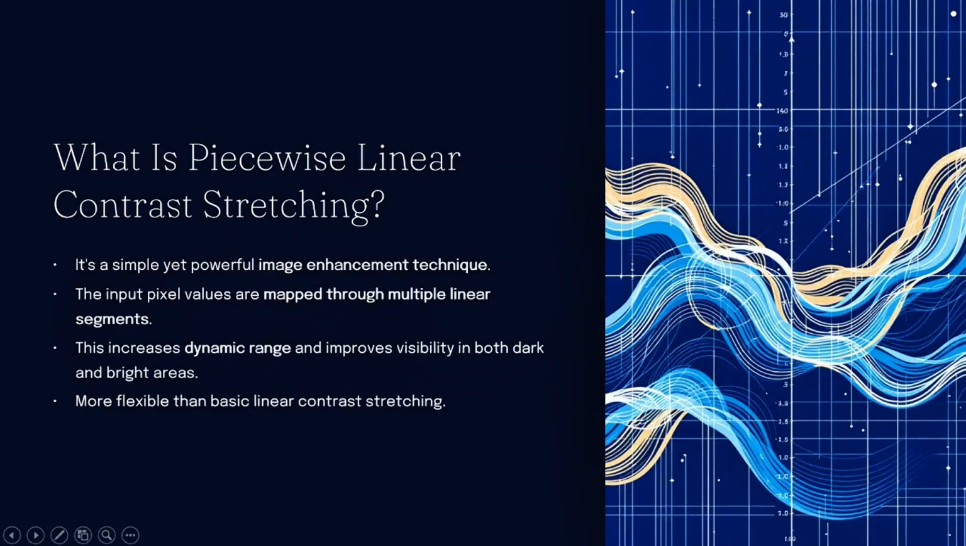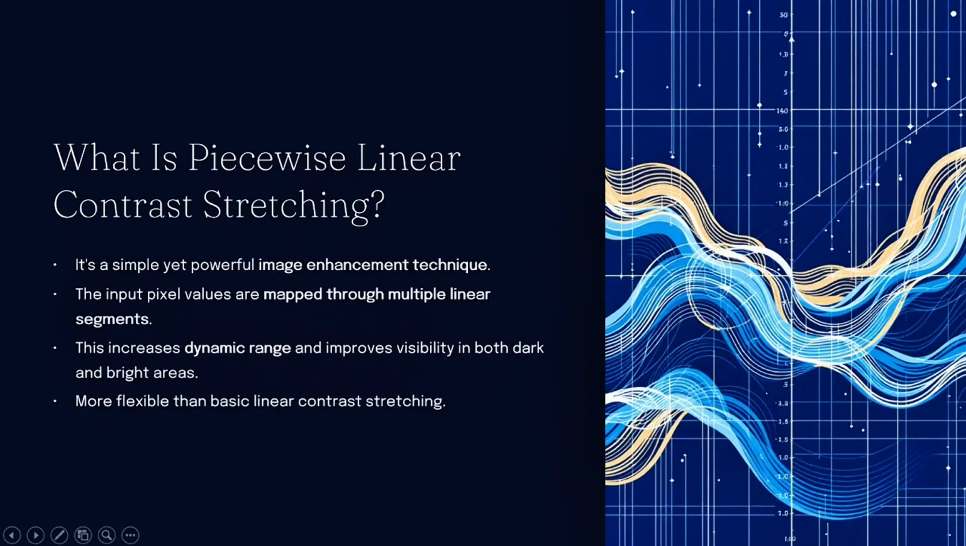To solve this problem, we use a method called Piecewise Linear Contrast Stretching. The idea is straightforward. Instead of using one uniform contrast stretching adjustment for the entire image, we divide the intensity range into smaller segments and apply different linear transformations to each.